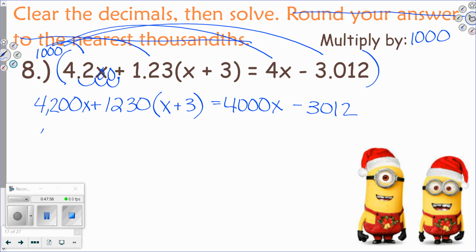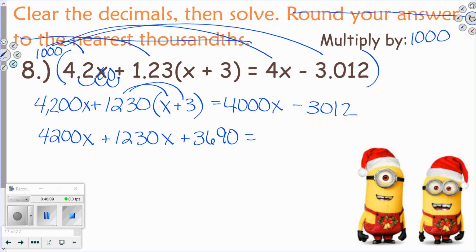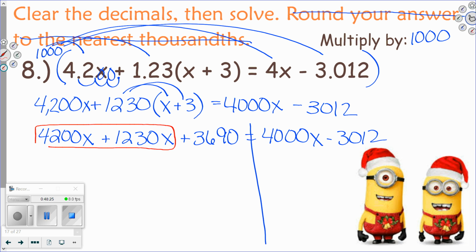All right, so we should distribute next. So 4,200x, distribute here. 1,230x, good, 3,690. Ugh, that's huge. Don't lose your equal sign. It's a lot of numbers going on. Let's put some like terms together. So we got x's here. Same side, so don't do the opposite. Just put them together. So it's going to be 5,430x?